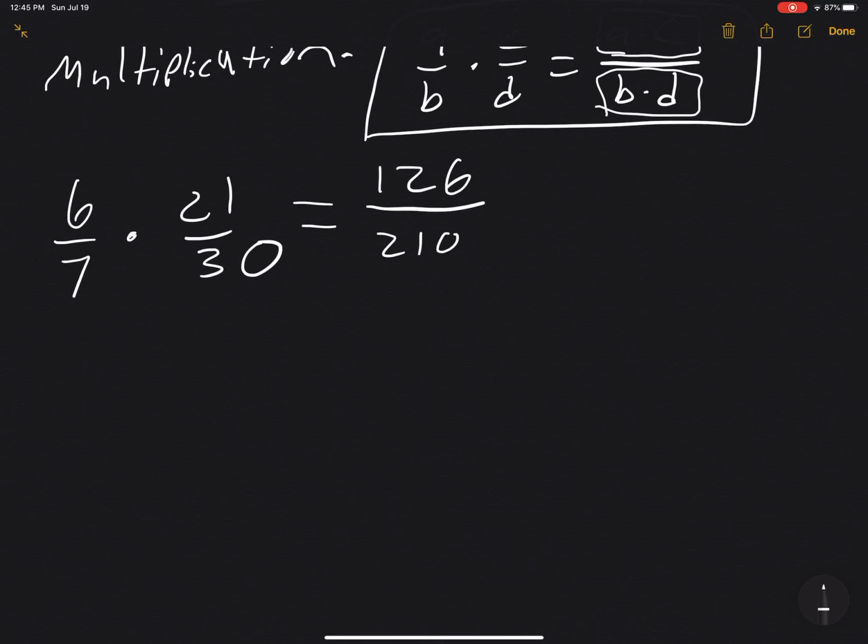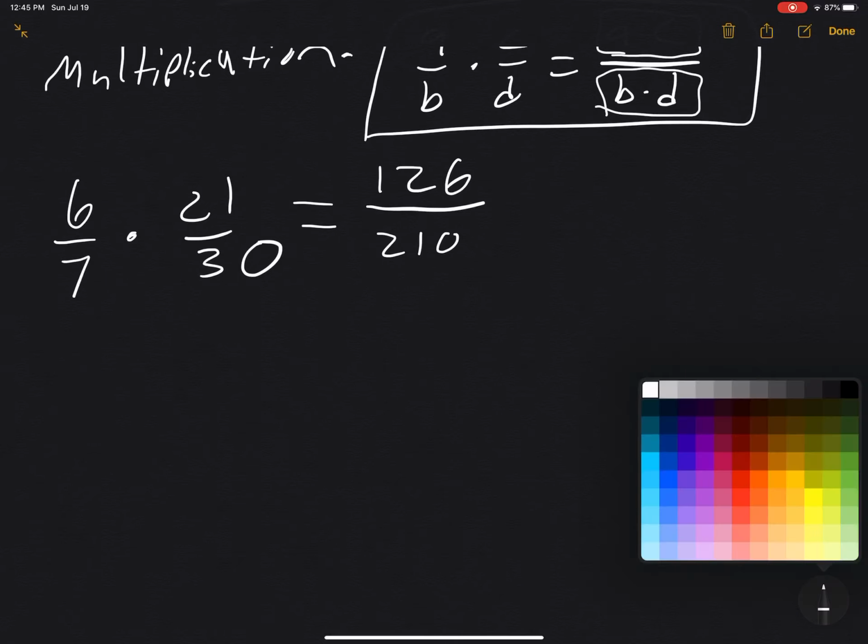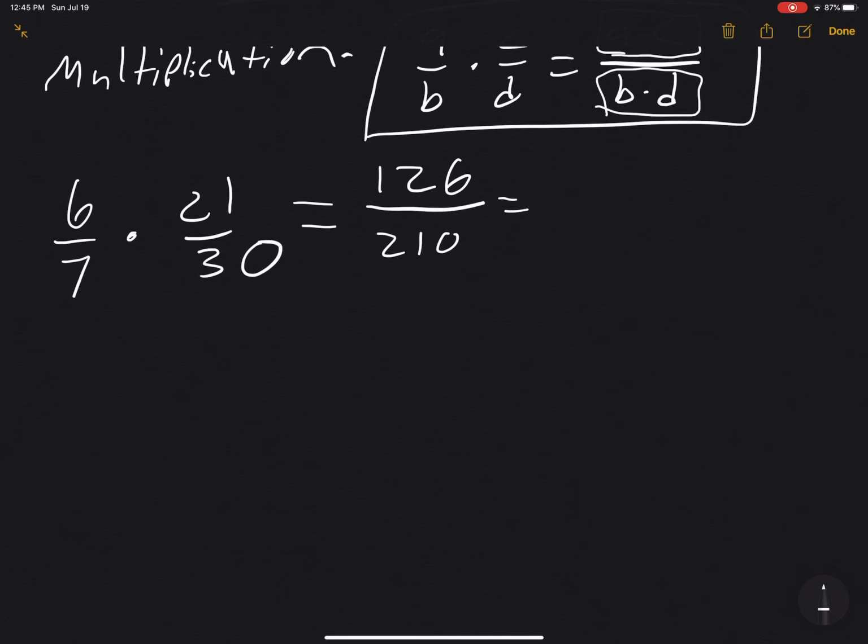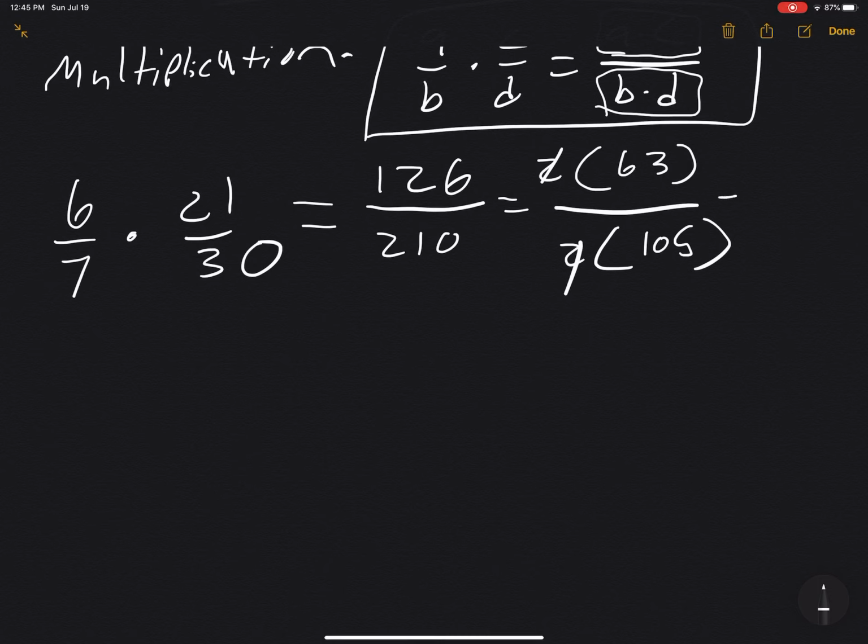Because 7 times 3 is 21, and then we tack on a 0. And now I see that I can simplify a little bit here. I see that both numbers are even, so I can say that this is equal to 2 times 126 divided by 2 is 63 over 2 times 210 divided by 2 is 105. And then I can cancel the 2's, and I can say this is equal to 63 over 105.